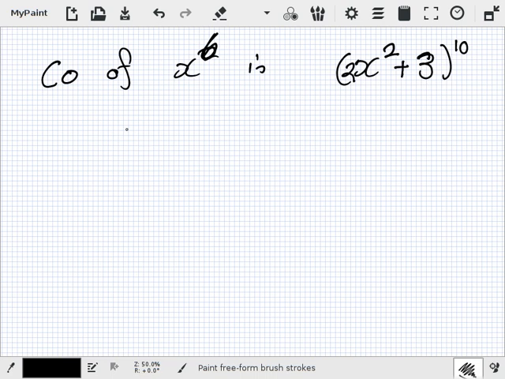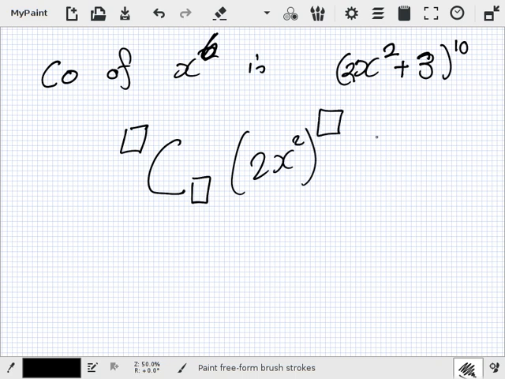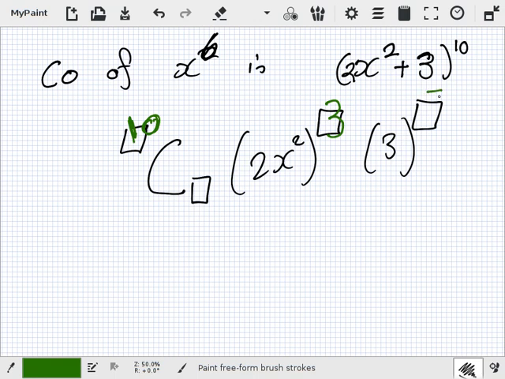Okay, so I know that I'll have a number of x squared terms, a number of 2x squared terms, and a number of 3s. Let's fill in the numbers we can easily fill in first. This one here has to be a 10. Now, we need to think carefully about what we put here. It has to be a 3, because 2 squared cubed makes x^6. And if that's a 3, then this one here has to be a 7, and this one has to be a 3. So you have 10C3.